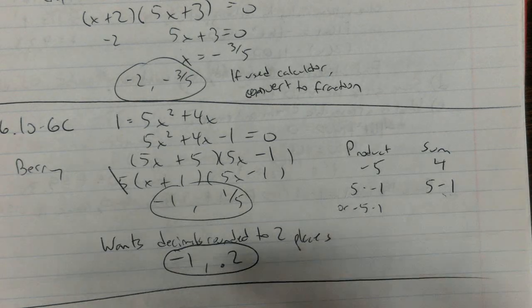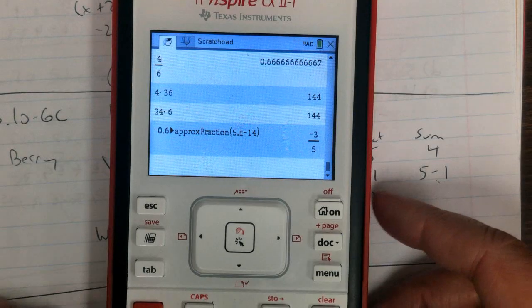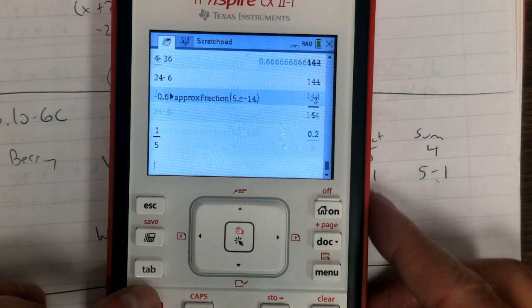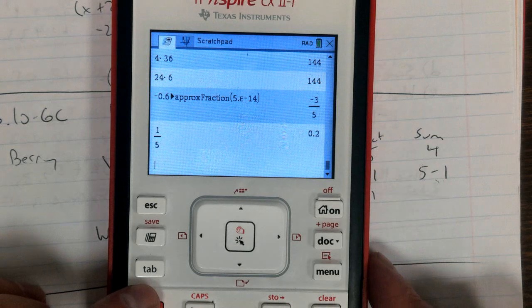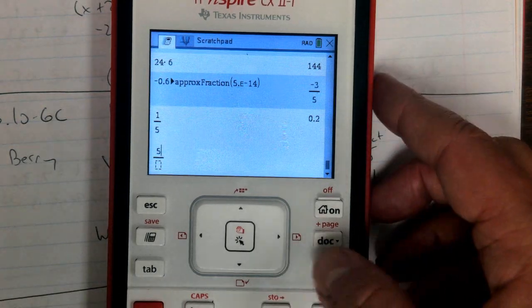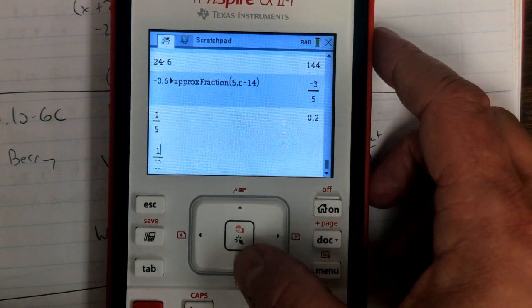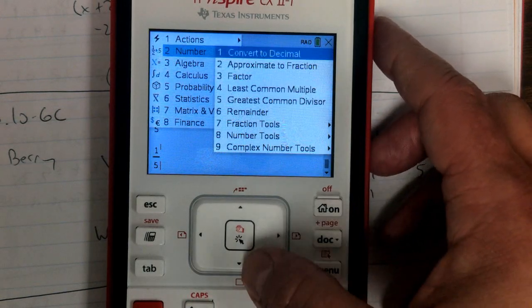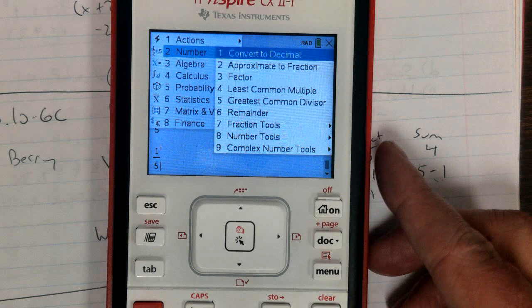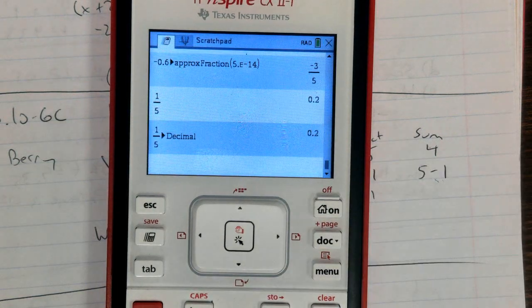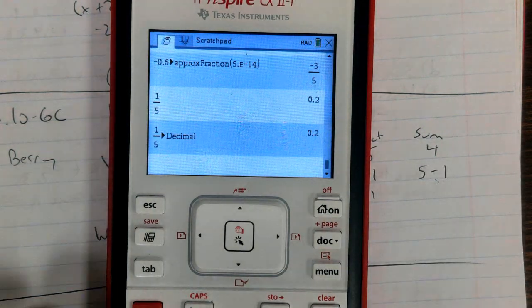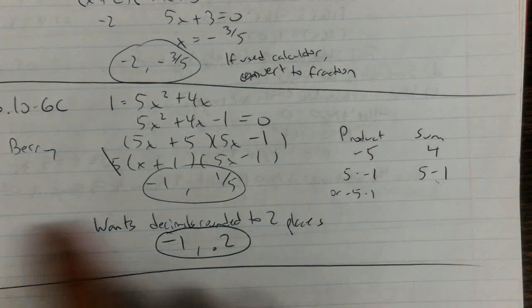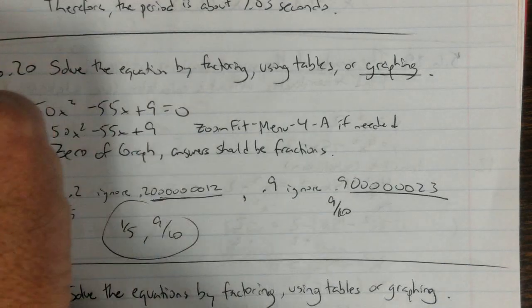So remember, you could have said 1 divided by 5, Control Enter to get it, or 1 divided by 5, menu number, convert to decimal, and it's also 0.2. Okay, so there's the first 6.